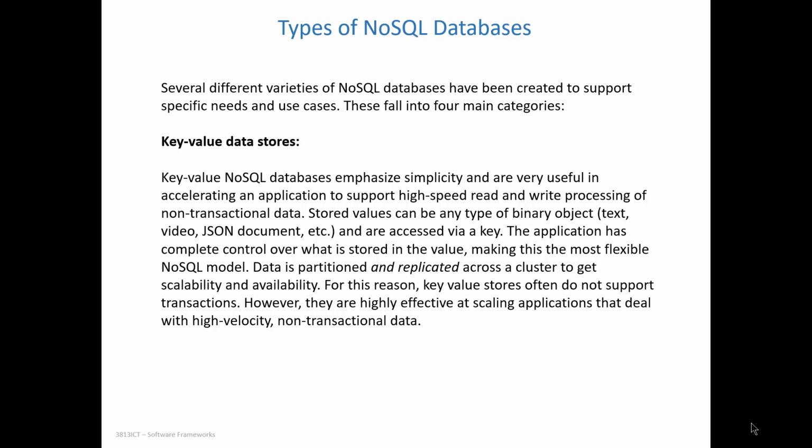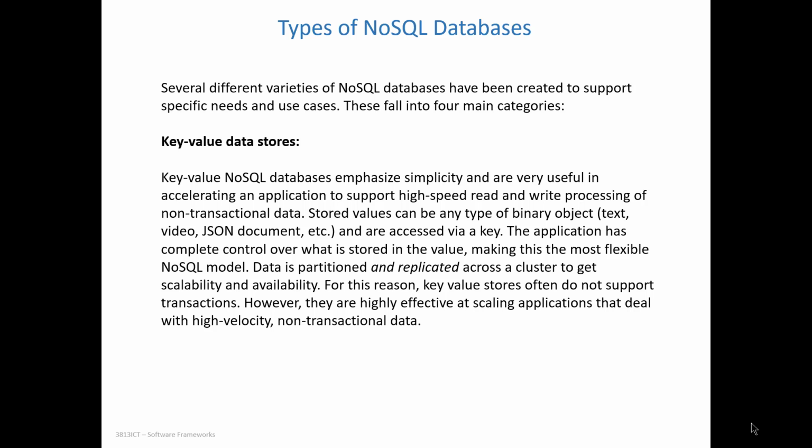Several different varieties of NoSQL databases have been created to support specific needs and use cases. These fall into four main categories. Firstly, we start with the key value data stores. Key value NoSQL databases emphasize simplicity and are very useful in accelerating an application to support high-speed read and write processing of non-transactional data.